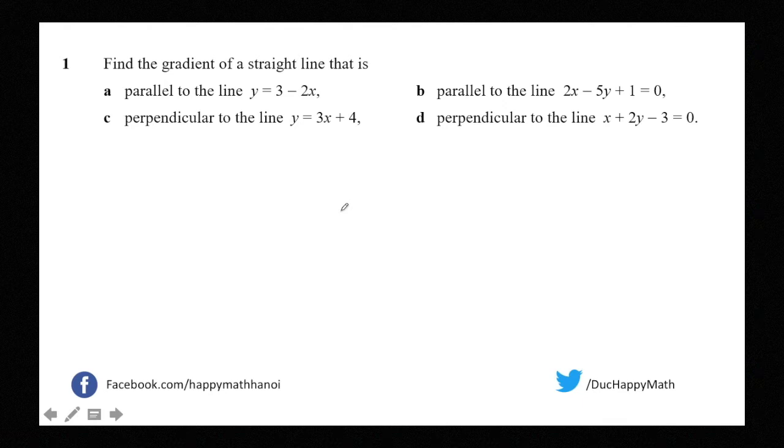Exercise 1. Find the gradient of the straight line, question A, parallel to the line y = 3 - 2x. The gradient of this line is -2. So the gradient of the straight line parallel to this line has to be m2 equal to -2. How about B?